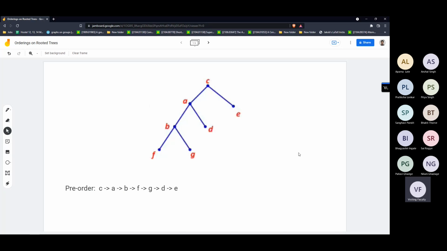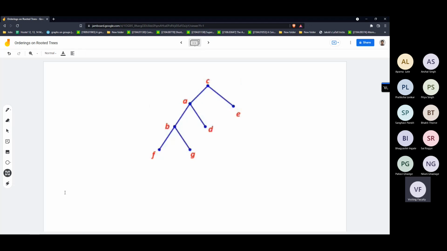Now notice this. What did we do? Root, left subtree, right subtree. That is the order, correct? Root, left subtree and right subtree, and then you induct on those subtrees. First the root, then the left subtree, then the right subtree. That is preorder.